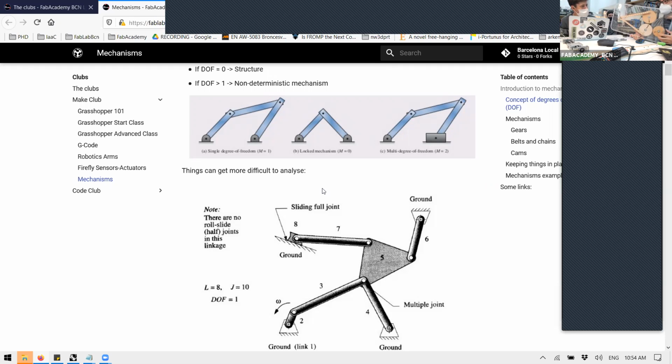This is called bar leakage. Sorry? This is called bar leakage. Bar leakage? I don't know. I remember I used this when I did my bachelor's degree.